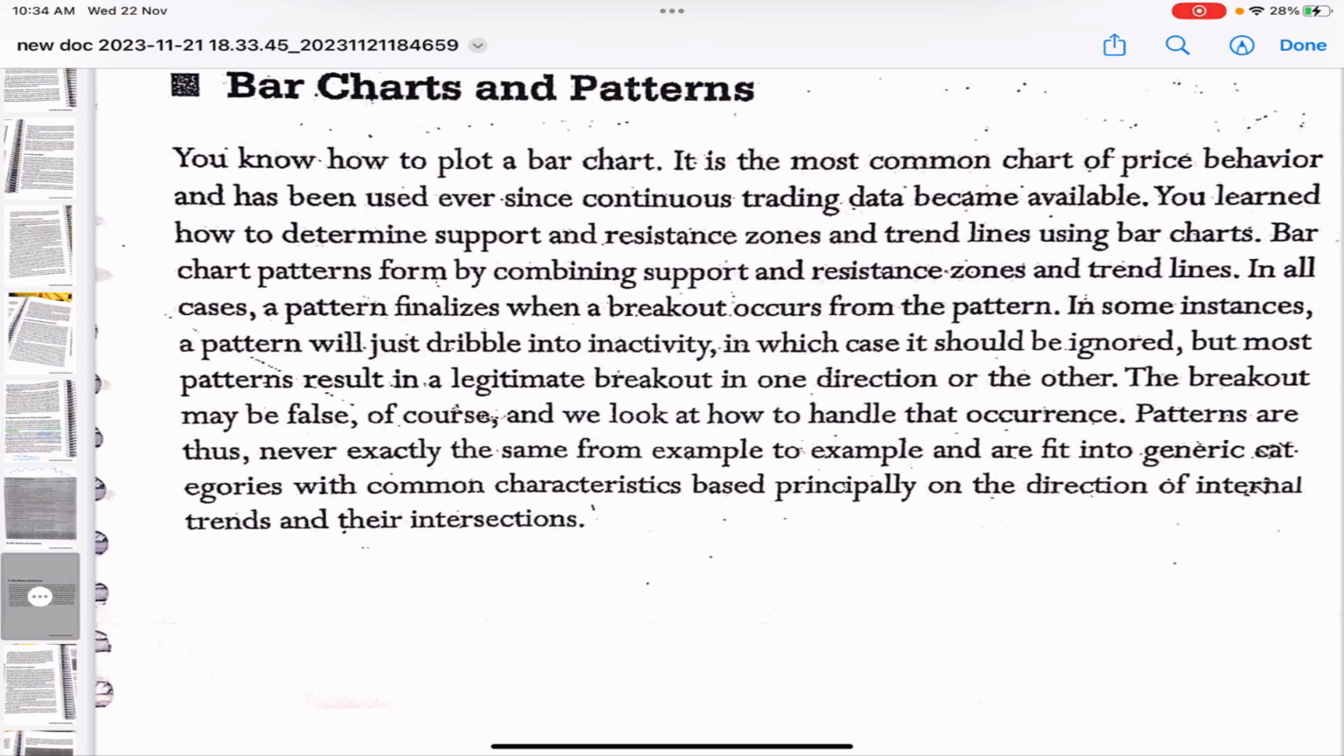Okay, so we already know what bar charts are. We've already seen that in level 1 as well. And we can see the price behavior very clearly when we are using a bar chart, right? So bar chart patterns are formed by combining support and resistance zones and trend lines. In all cases, a pattern finalizes when a breakout occurs from the pattern.